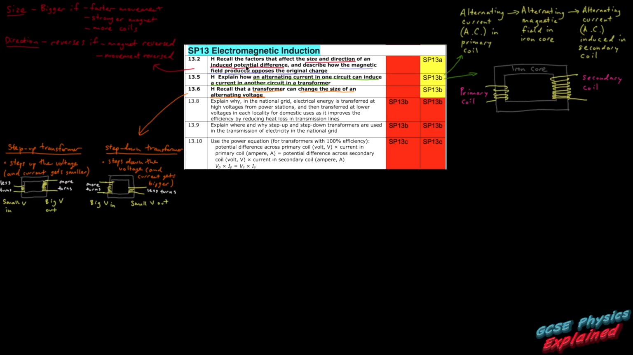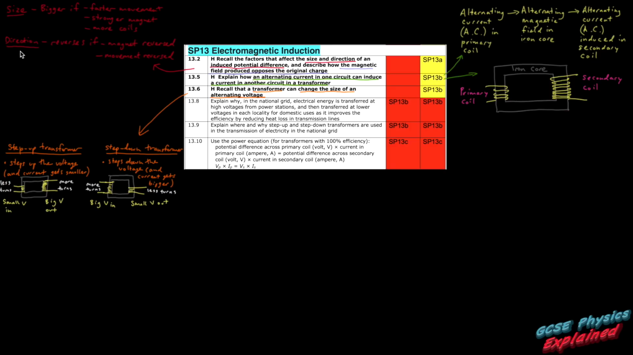So to get the size and direction of the induced potential difference or induced voltage, well, the size of the voltage gets bigger if you have a faster movement of a magnet. So remember, you are moving a magnet in and out of a coil. If you have a faster movement, you'll get a bigger voltage. If you use a stronger magnet, you'll get a bigger voltage. If you use more coils, you'll get a bigger voltage. So it's just common sense, really.